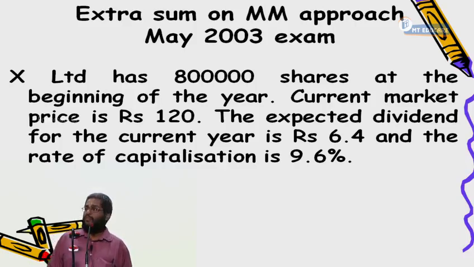Before I proceed to the next part, tell me what is 8 lakh shares? N, the current number of shares. What is 120? P0, the price of the share today. What is 6.4? D1, the dividend expected at the end of the year. What is 9.6%? KE. All this has been given. Can you guess what will be the question? Find the share price a year later if dividend is declared and if not. Question A by heart. Right or not?